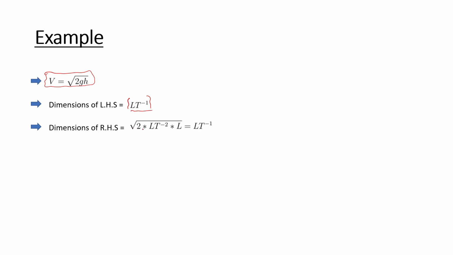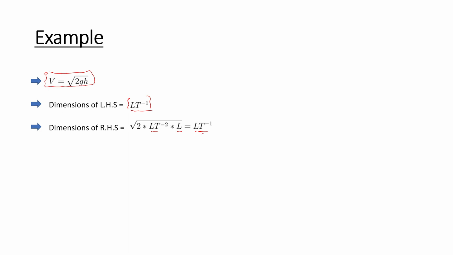It is root of 2 into... see, 2 doesn't have any dimension, it is a constant. And g, the acceleration due to gravity, has the dimension LT^-2. That is the dimension of acceleration; we have already derived that. So h has the dimension capital L. If you solve that, you will get LT^-1.